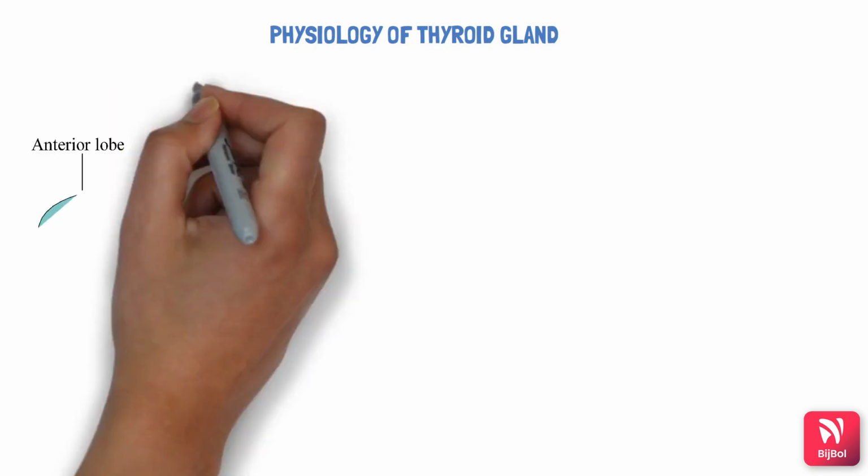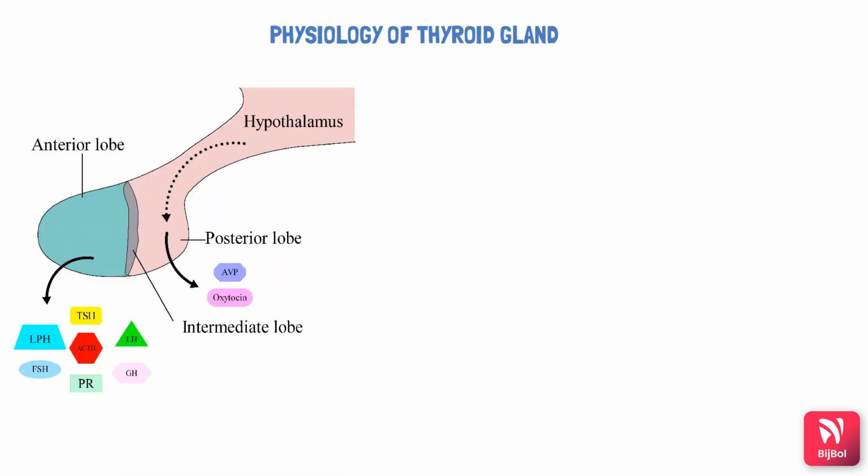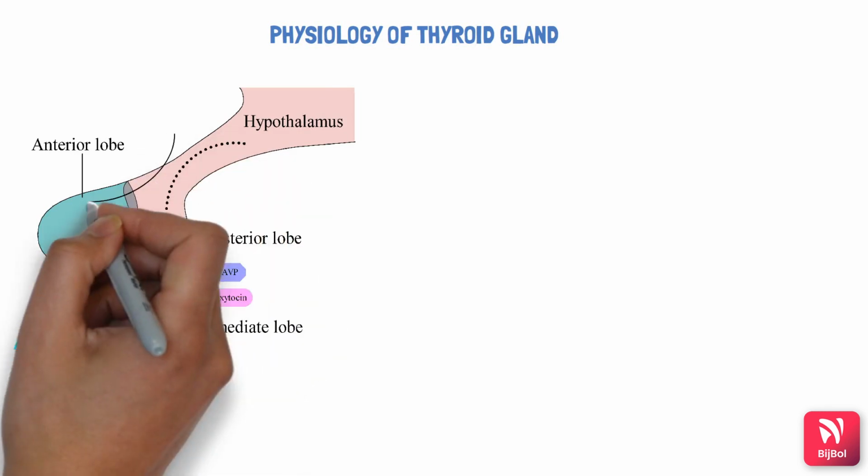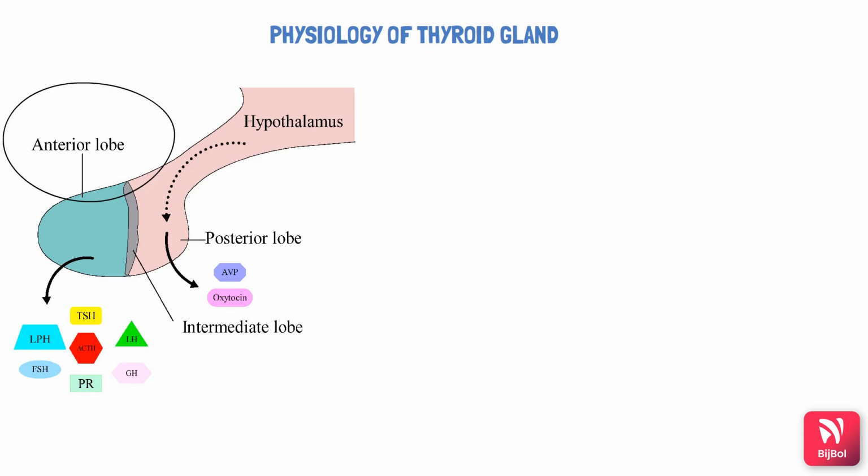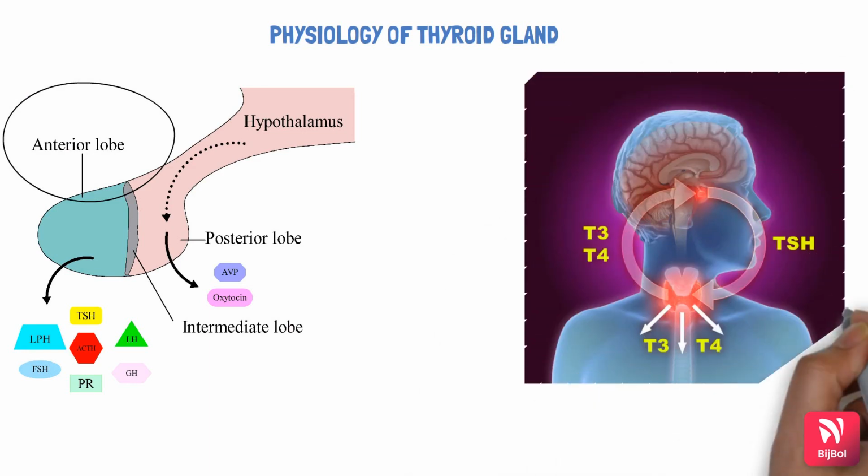production is controlled. As you know, there is a pituitary gland which is divided into anterior and posterior pituitary. Our main area of focus here is the anterior pituitary, which releases the TSH hormone, that is thyroid stimulating hormone. This thyroid stimulating hormone acts on the thyroid gland, and thus the thyroid gland produces T3 and T4 hormones.